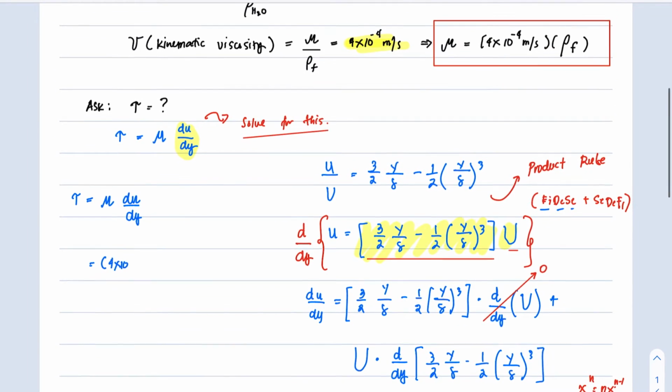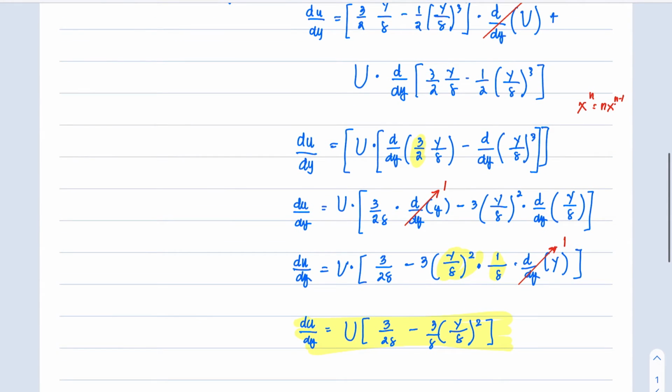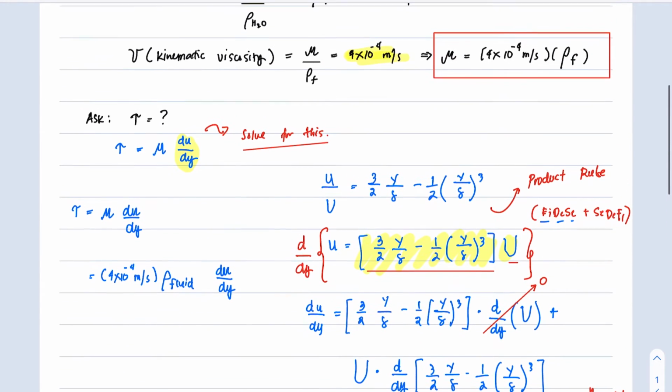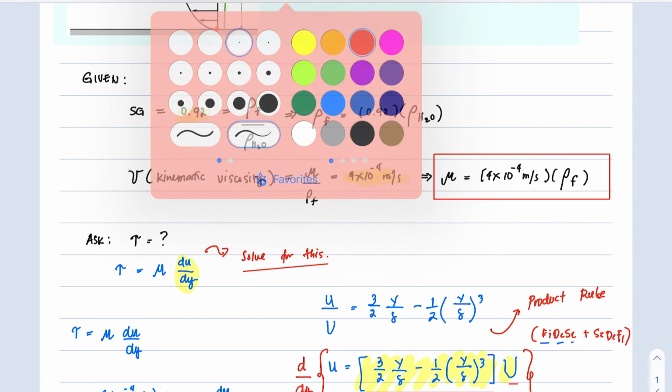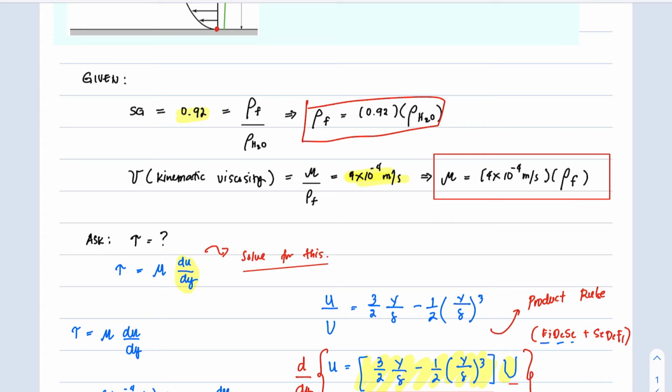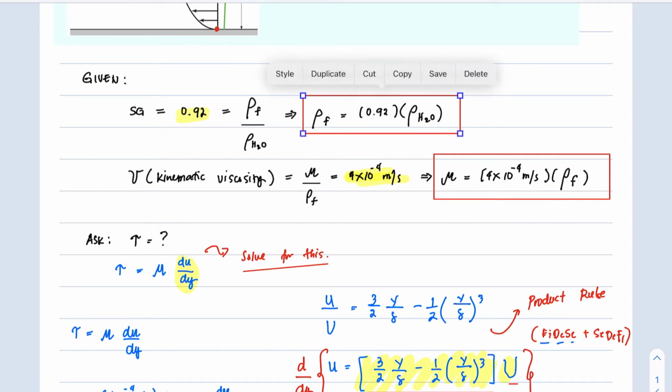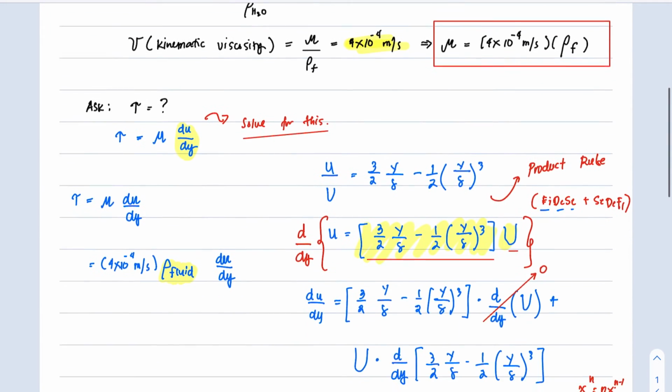So my mu is just the kinematic viscosity, 4 times 10 to the negative 4 meters squared per second, multiplied by the density of the fluid, and everything will just be multiplied by du over dy, the one that we are seeing right over here. Now, another quantity arises that we are not quite sure of the value for, and that is the density of the fluid, because that's not directly given in the problem. But upon inspection above, from the specific gravity which is given in the problem, we could actually get the density of your fluid just by manipulation of the equation.